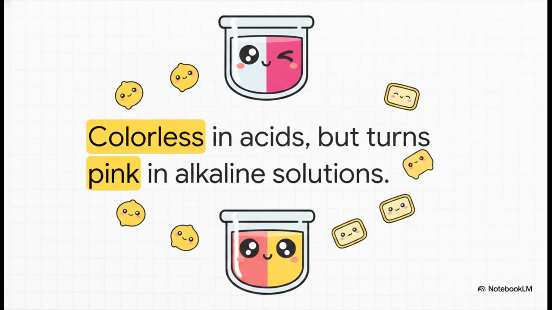Also, don't forget about phenolphthalein. It stays totally clear and colorless in acids, but magically turns a vibrant pink in an alkaline or basic solution. Methyl orange is another great one to remember. It turns pinkish red in acids and yellow in bases. Lock these indicator colors in, guys, because they are basically guaranteed 1-mark MCQ questions.